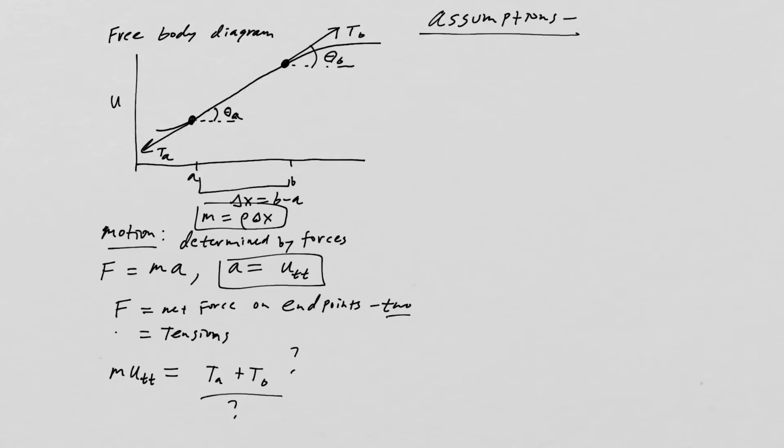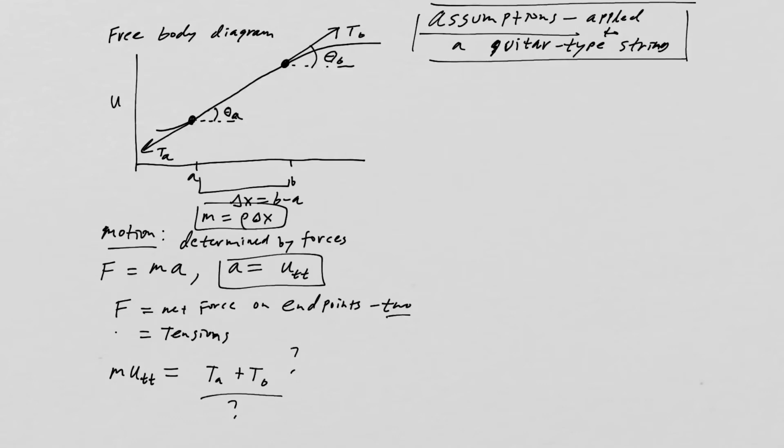Okay, and again, these are going to be applied to a guitar type string. So these are assumptions that would be a sensible thing to assume or to assert in a situation of a guitar type string, some sort of suspended cable under suspension.